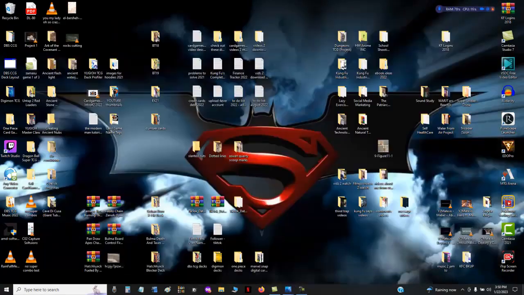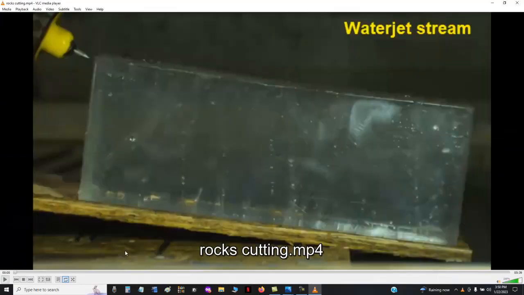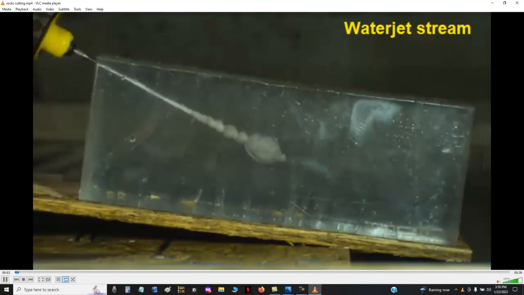Oops, I accidentally closed out the video. They have waterjet technology, which is water being pushed by compressed air at high psi, and let me play the video real quick so you can see the water in that waterjet action.